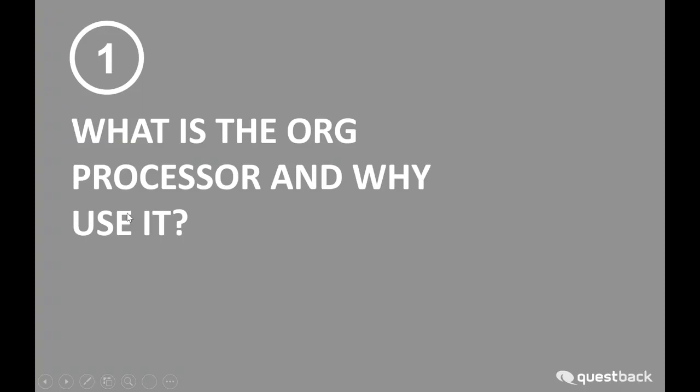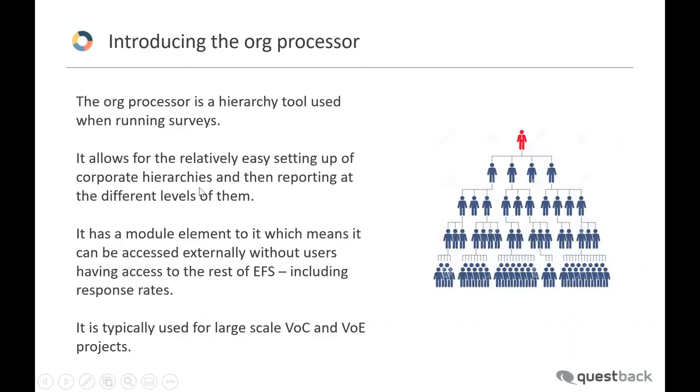Great, so without further ado, I'm going to kick things off looking at what is the org processor and why would you use it? Really, it's a hierarchy tool. You can see a fantastic hierarchy picture on the right that we use when we're running surveys. And what it allows is a really easy setup of corporate hierarchies. Often you have lots of different views of the corporate hierarchy, and then even more importantly, reporting at them at different levels. So you say, okay, what's everyone combined, or maybe just show me this team or these teams together.